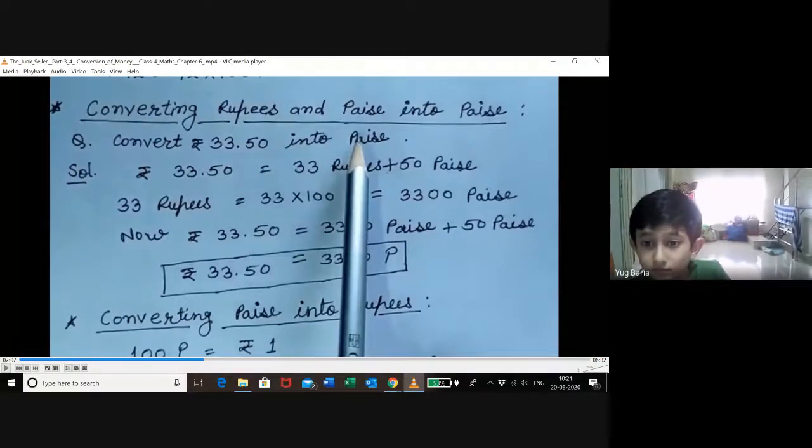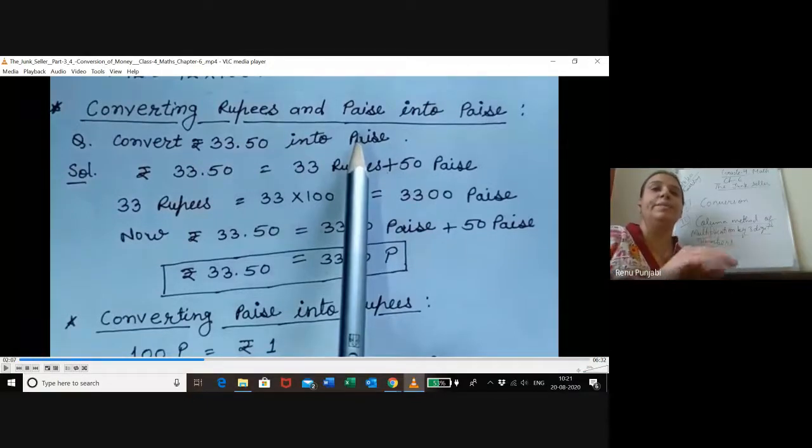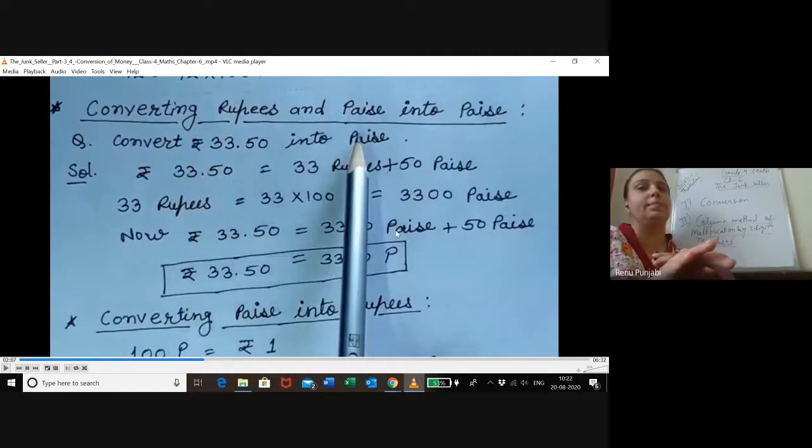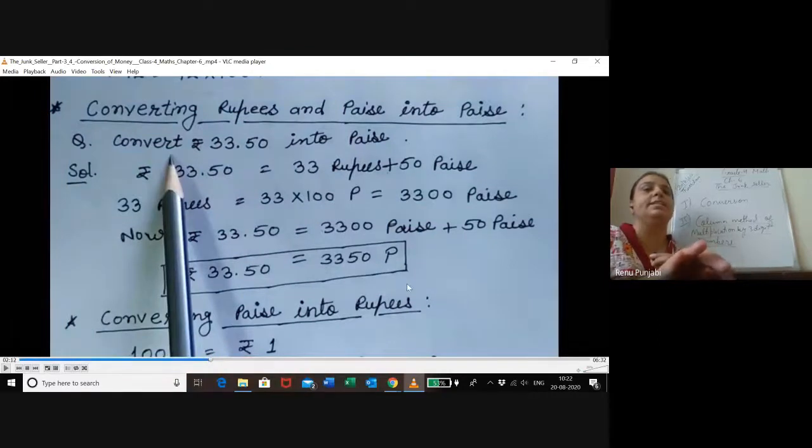33 into 100. Yes. So when we convert rupees into paisa, as I have explained before also, 33 multiplied by 100 equals 3300 paisa. Now, what to do with this 50 paisa? This 50 paisa is already in paisa, so it will not be converted. It will just be added to the paisa which we calculated before. As we calculated 3300 paisa, so 3300 paisa plus 50 paisa, after adding, it will be 3350 paisa. You can see here in this box.